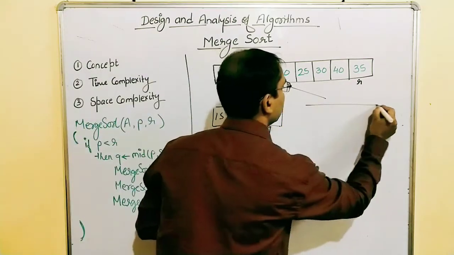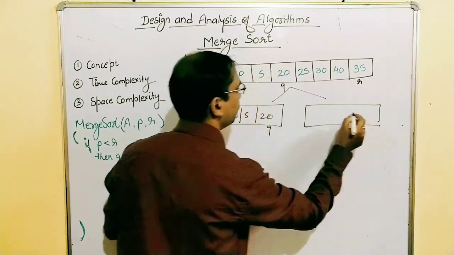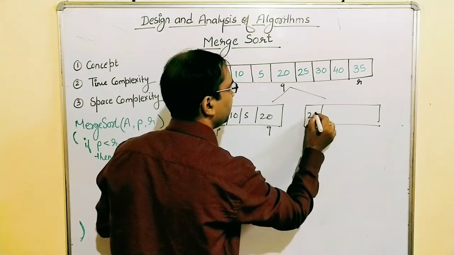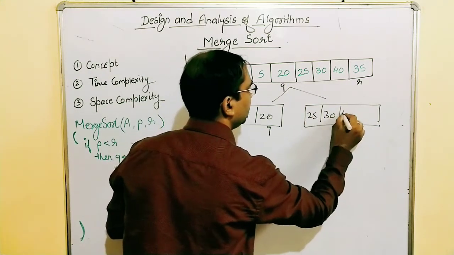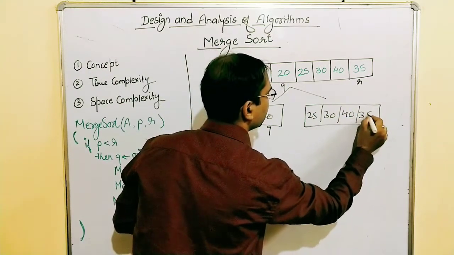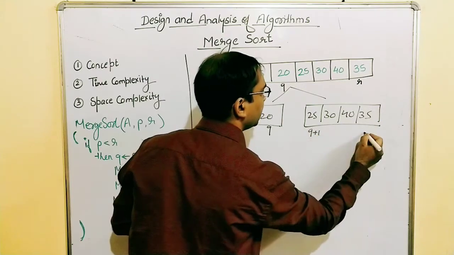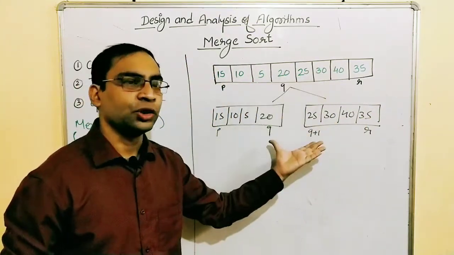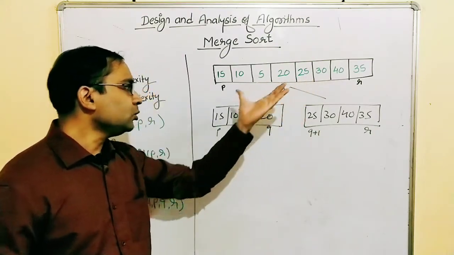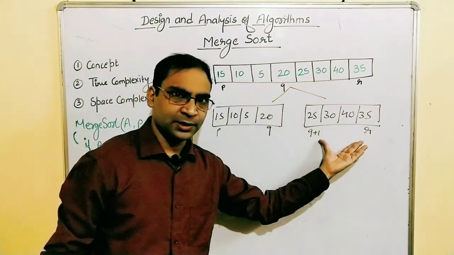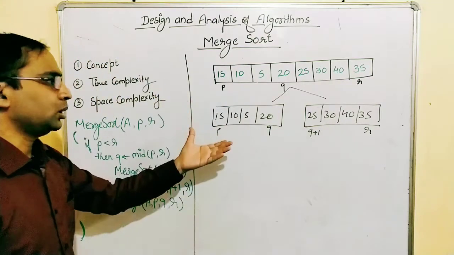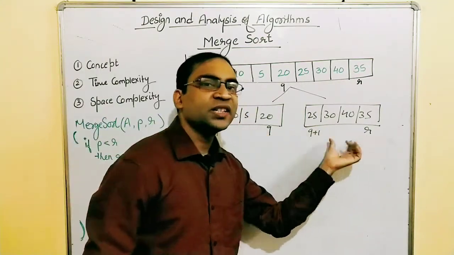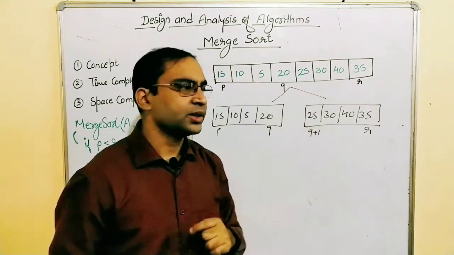And the second one is from Q plus 1. So what is Q plus 1? This is Q plus 1. So this will be 25, 30, 40 and 35. This is from Q plus 1 to R. So this first step is called division. We have divided this into two smaller subsets. Then we'll recursively call this and keep dividing until we achieve the smallest list.